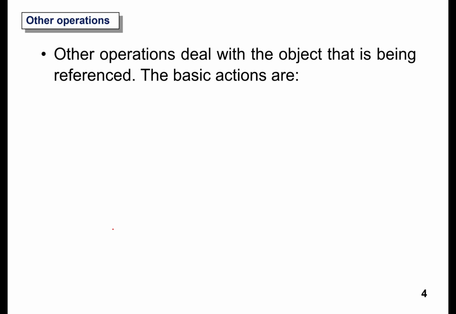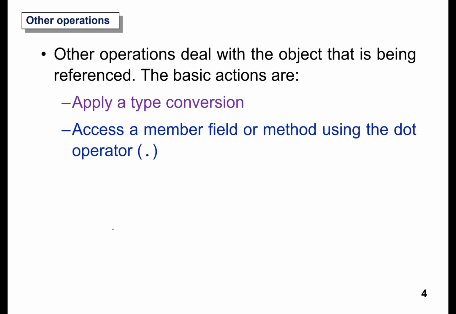Other operations that you can have in Java deal with the object that's being referenced. The basic actions that we can have are apply a type conversion. So if we have 2 very related types and we want to convert between them, access a member field or method using the dot operator. For example, if you want to get the length of a string, you would make use of the length method. So for example, if you declare a string s is equal to new string, you would say s.length, and that would return the length of the string.